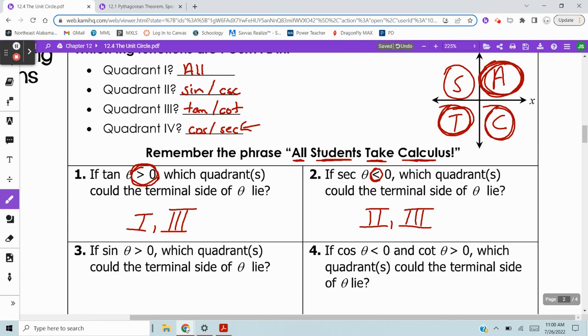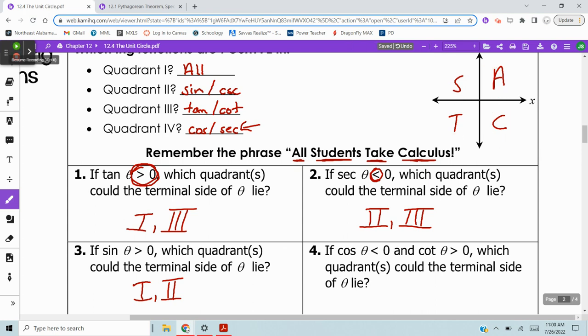If sine is greater than zero, which quadrants could it be in? That would be where everything's positive or sine is positive. So that'd be either in one or two. And then number four says if cosine is negative, let's stop right there for a second. Let me go ahead and clean this up. There we go. So if cosine is negative, cosine is positive here and here, in the first and fourth.